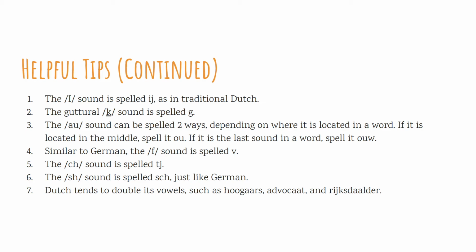Also, another thing to keep in mind is Dutch tends to double its vowels. Like we talked about before, the A sound can be spelled AA. That's one example of Dutch tending to double its vowel sounds.